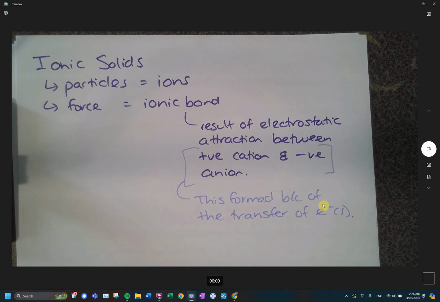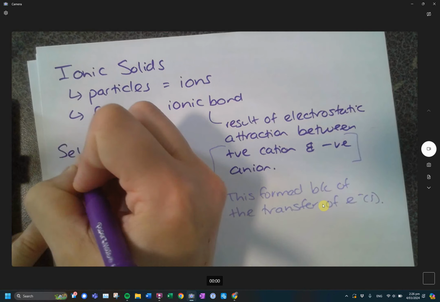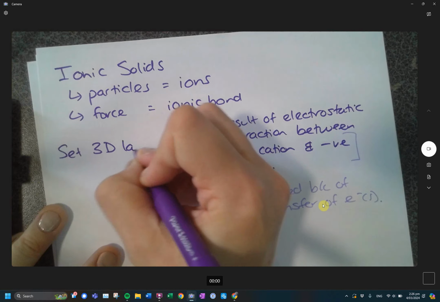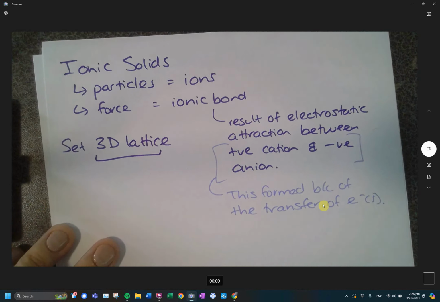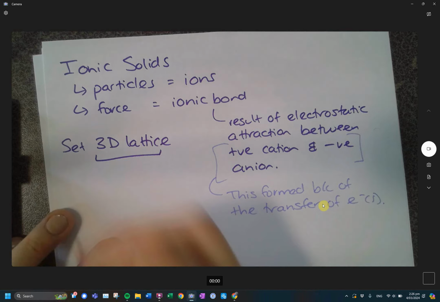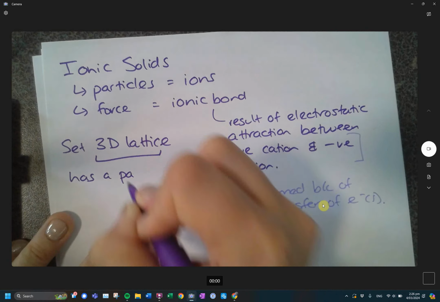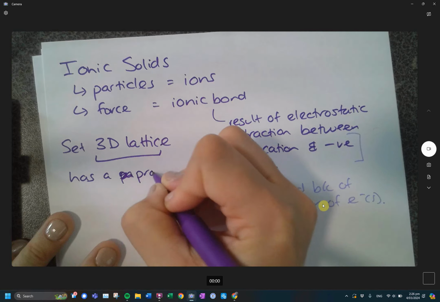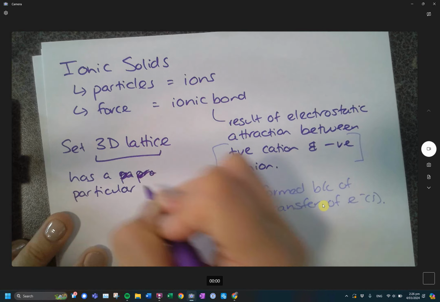Okay. Something, like I said, that is unique to the ionic solids compared to the metals is that this does have a set 3D lattice. So what that means is that it has a set particular structure. It's not just random. That particular structure.